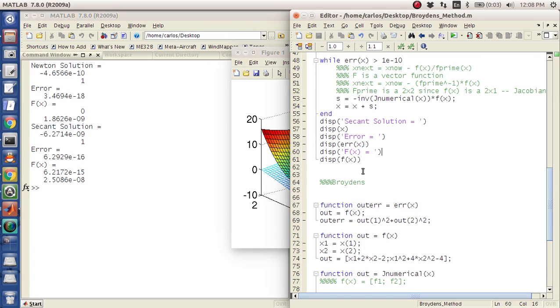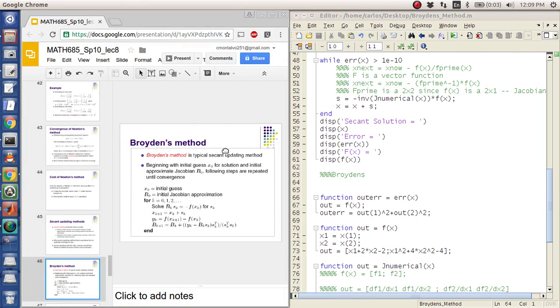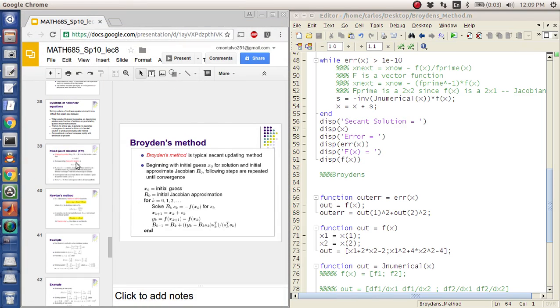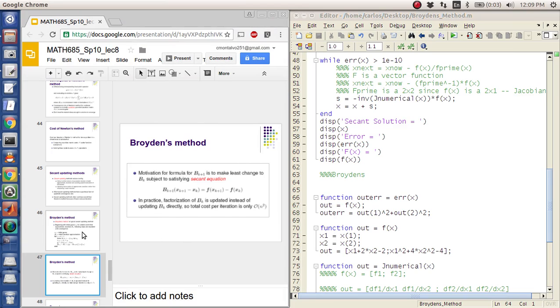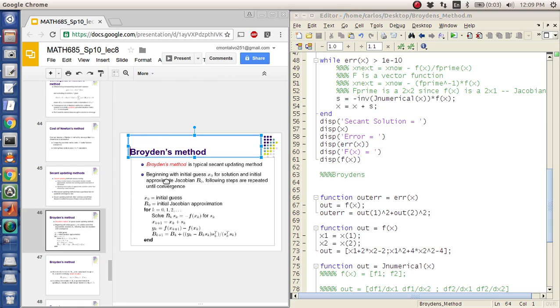Okay, so Broyden's method. So finally, let's bring up Broyden's method. I found Broyden's method online, and basically it's like this. Can I make this bigger? How does this work? Google Slides. Okay, well, you're just going to have to zoom in and read that.